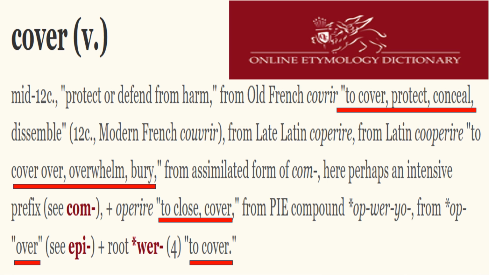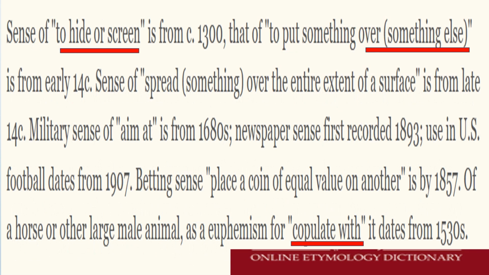And when looking at the verb tense of cover, you see that it means to cover, protect, conceal, to cover over, overwhelm, bury, to close, to cover over something. And so essentially you see this dynamic of hiding or screening or putting something over something else. And so Lot essentially is something that is shielded, that is covert, that is covered, that is concealed. Lot is hidden.